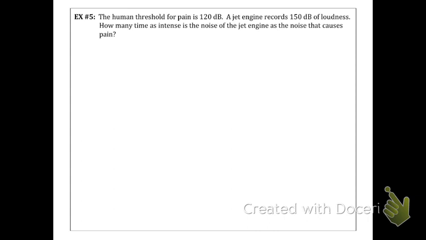All right, example 5 says the human threshold for pain is 120 decibels. A jet engine records 150 decibels of loudness. How many times as intense is the noise of the jet engine as the noise that causes the pain? All right, so we're going to find the intensity of the threshold for pain. We're going to find the intensity of the jet engine, and then we're going to compare them.